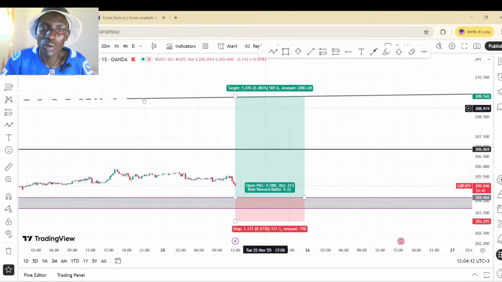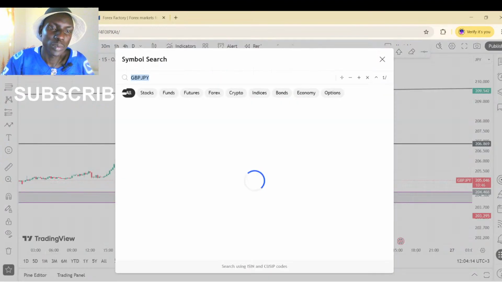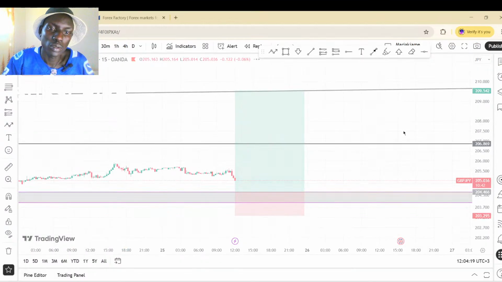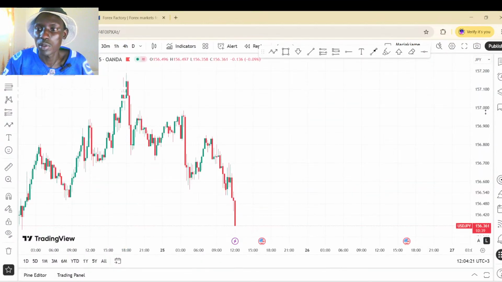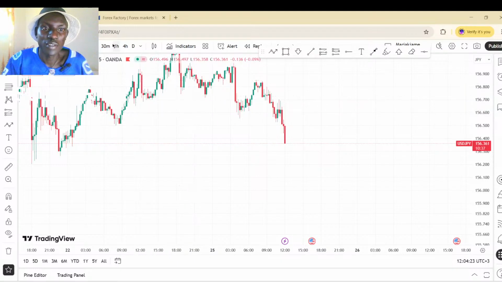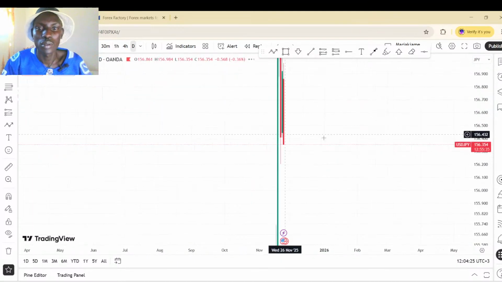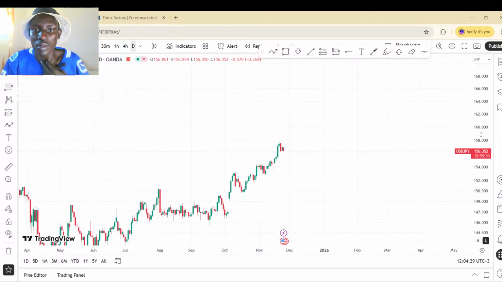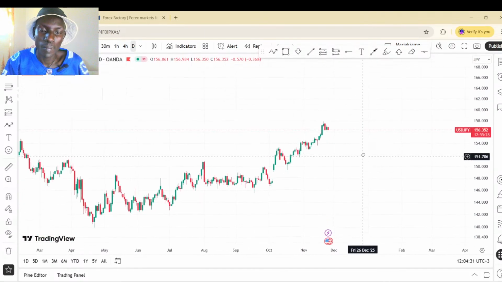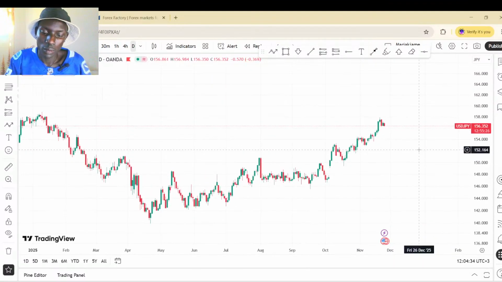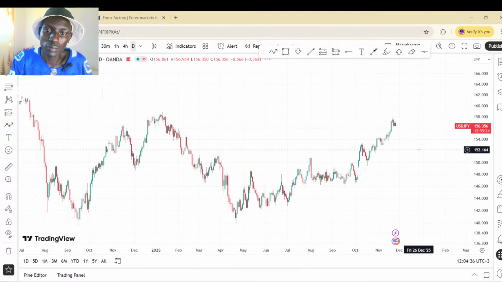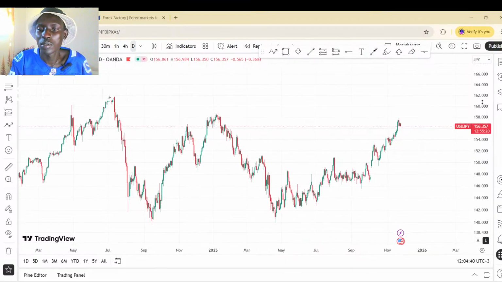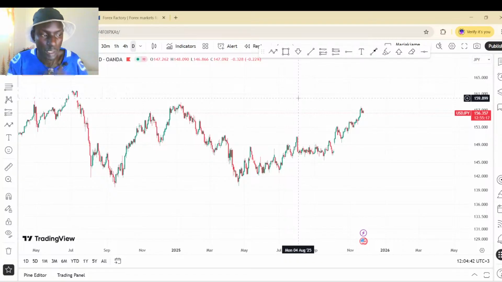But this is it on GJ, on GBP USD. Let's check on USD JPY first. This is selling massively. We have to confirm first if that is the case. Let's try to get some clear view of the market.